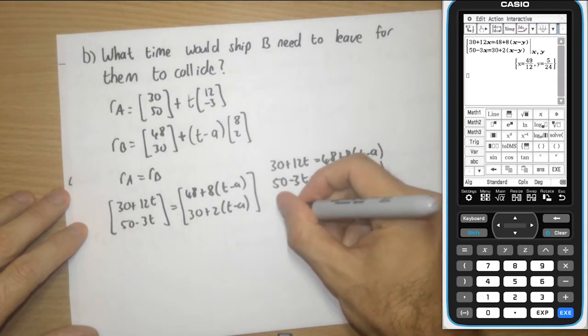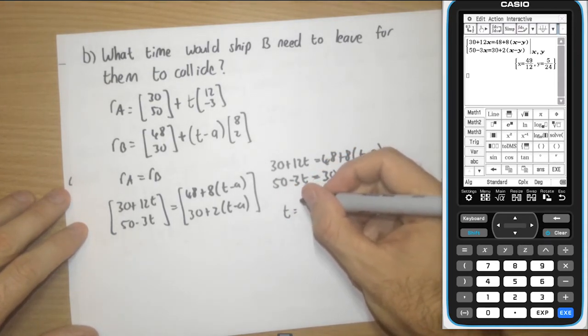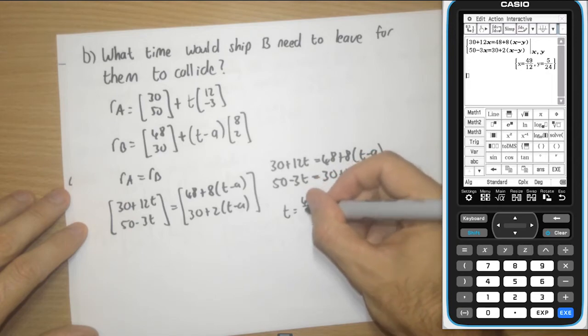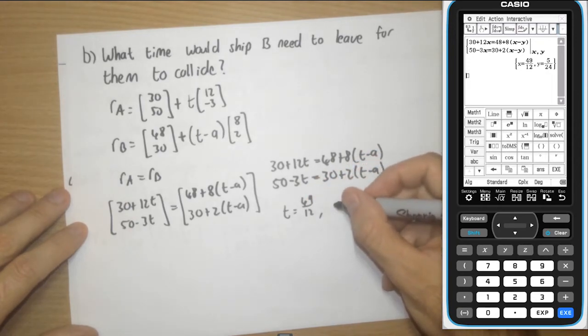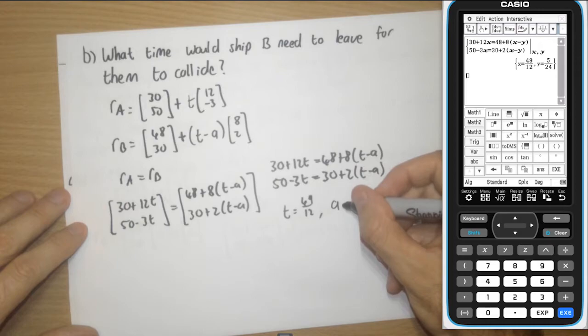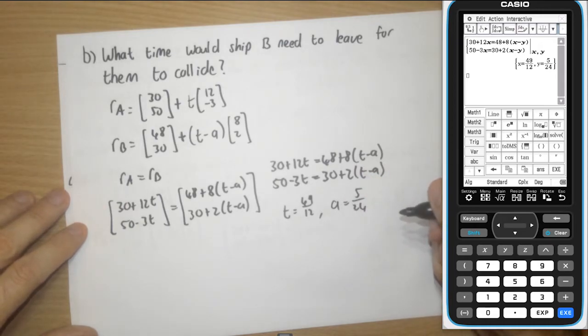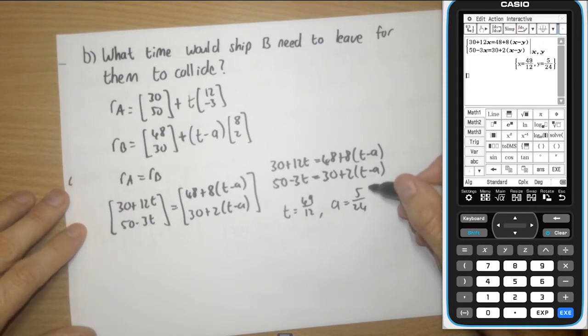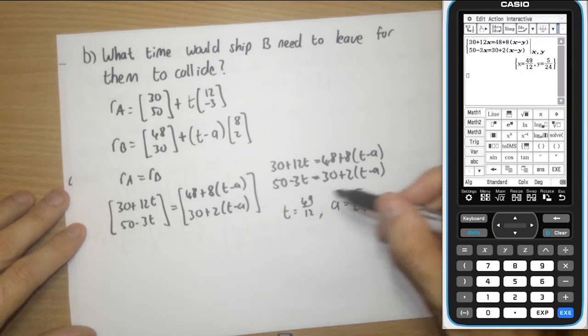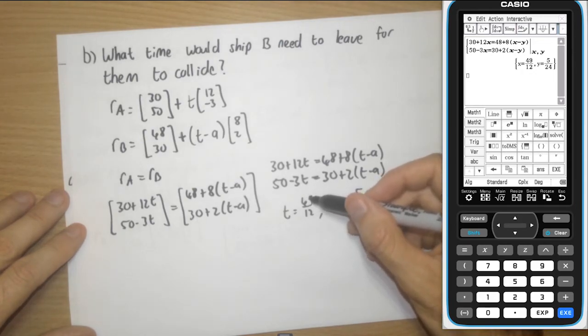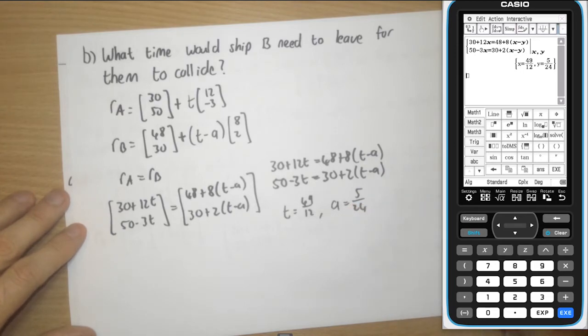So they're going to collide at time 49 over 12, and A needs to be delayed by 5 over 24. So if it leaves 5 over 24 hours later, the two ships will collide at time 49 over 12. That's what that's saying there.